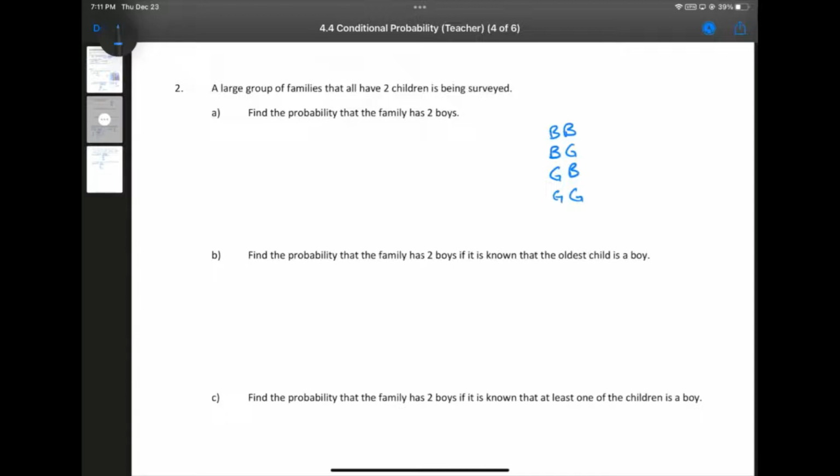Now this one's pretty straightforward. The probability of getting 2 boys, well, there's 4 scenarios. So that's how many things are in the universal set. And there's only one that meets our criteria. That's 2 boys. So that's 1 way out of 4 possible ways, gives us 25%. Pretty straightforward.